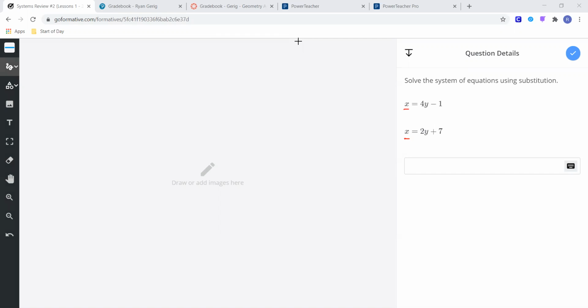Whatever x is equal to, 4y minus 1, I can replace x with 4y minus 1. So I'm going to rewrite the second equation with 4y minus 1 in place of x. When you do that, you get 4y minus 1 equals 2y plus 7. And now you can solve for y.